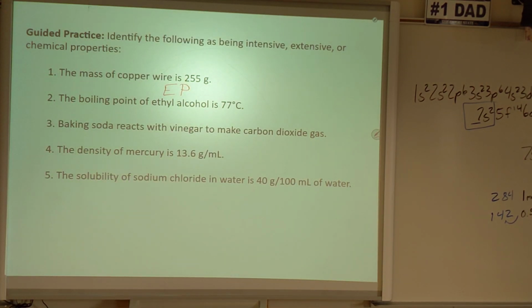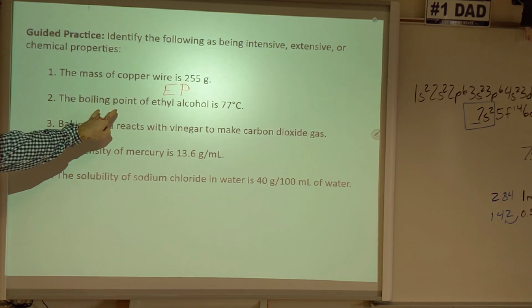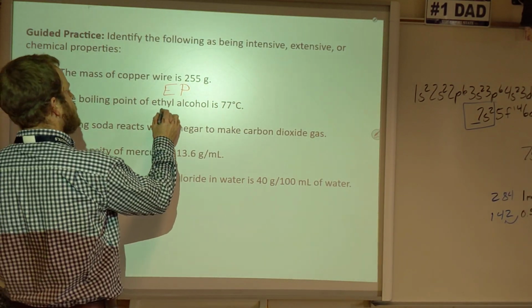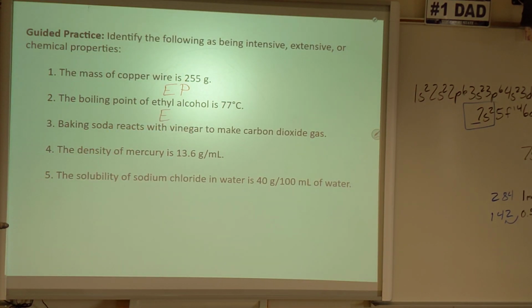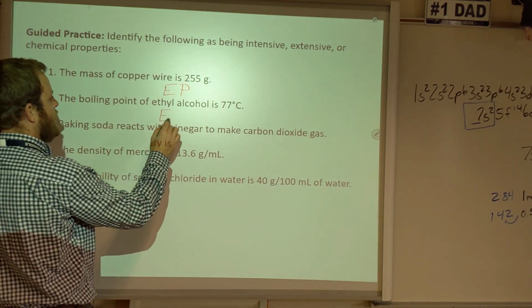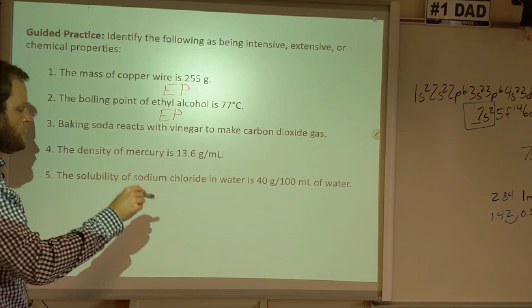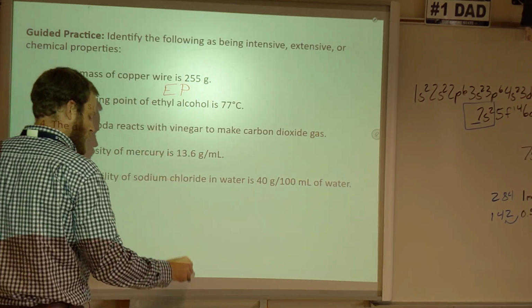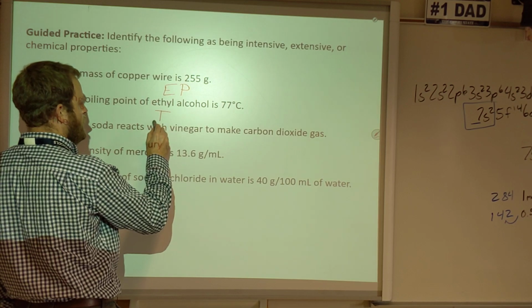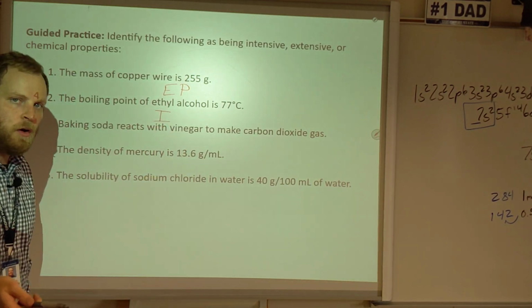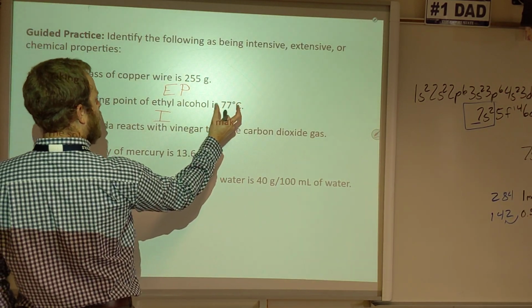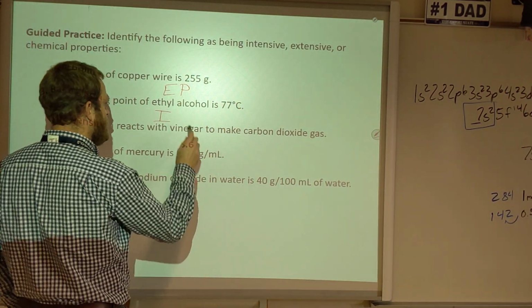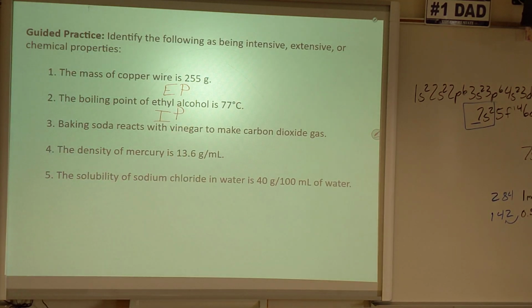The boiling point of ethyl alcohol is 77. Boiling point won't change based on how much you have. So that's extensive. And then the fact that it's boiling point, we don't have to change it to boil it. You're just changing its phase. So it's physical. Oops, I screwed that up. Boiling point, if you have more or less of it, it's intensive. Because if I have more ethyl alcohol, it's not going to boil at a different temperature. Whether I have a little or a lot of ethyl alcohol, it's going to boil at 77 degrees, but it still is physical. I got that part right the first time.